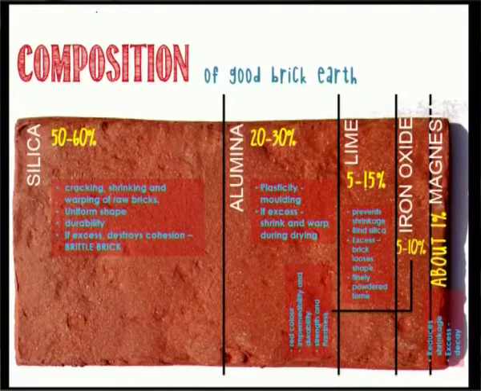Finally, you have magnesia, which is used very scarcely, almost like just 1% of the brick earth has magnesia in it. Magnesia is used to reduce shrinkage, and if you use excess of magnesia, it might lead to the decay of the brick also.